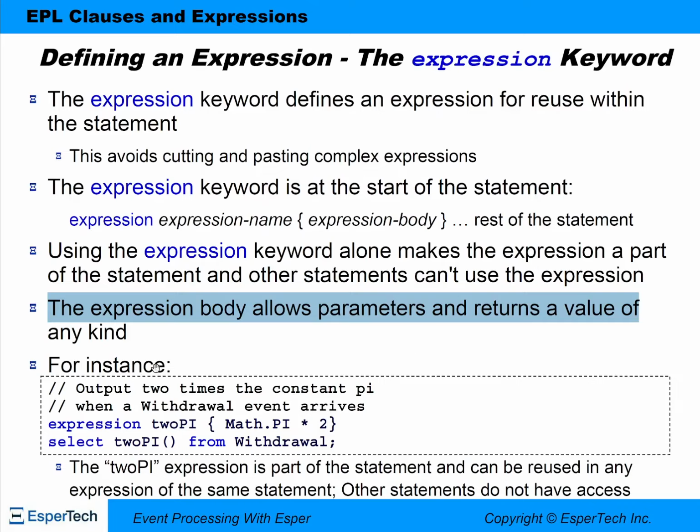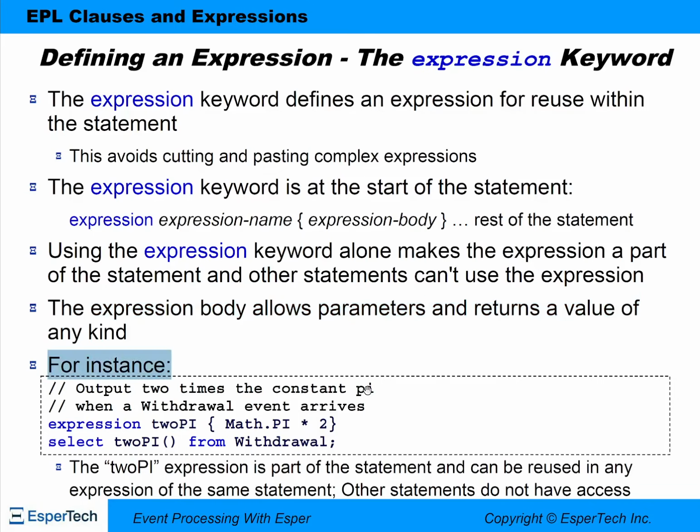For instance, this query outputs 2 times the constant pi when a withdrawal event arrives. Expression 2pi, curly braces, Math.PI times 2. Select 2pi from Withdrawal. The 2pi expression is part of the statement and can be reused in any expression of the same statement. Other statements do not have access.